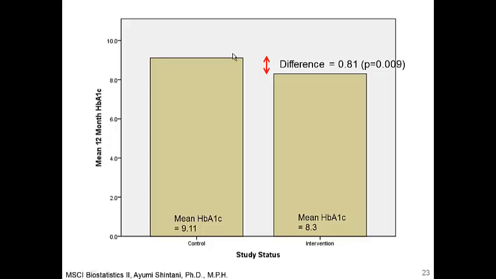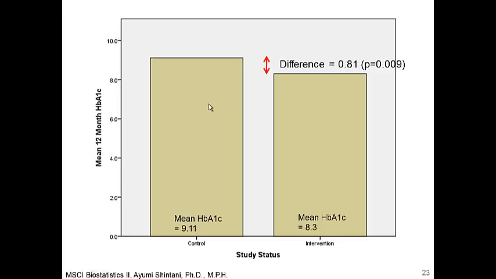And this is the result of this study. When we compare the mean 12-month HbA1c between intervention and control group, the intervention group has lower HbA1c level by 0.81, which was statistically significantly different. And we could publish the study with unadjusted analysis, with a direct comparison between the 2 groups.